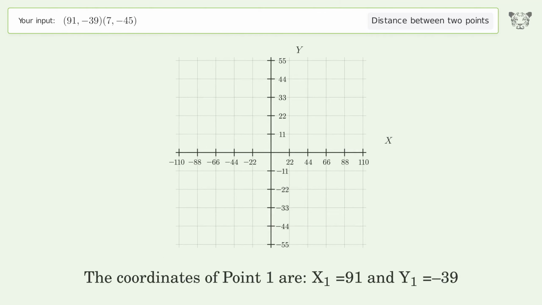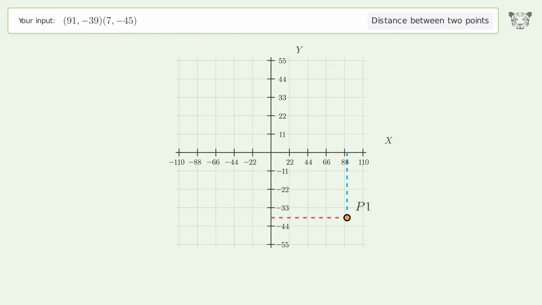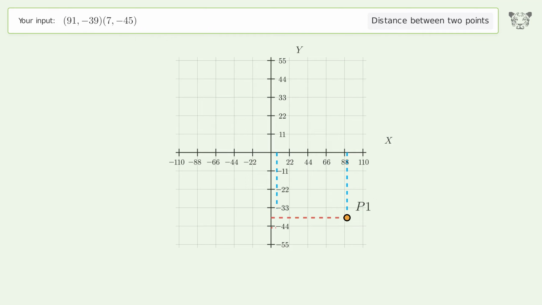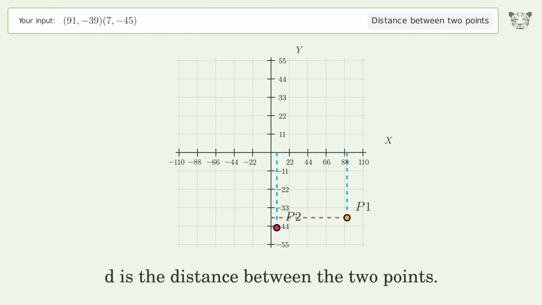The coordinates of point 1 are x1 equals 91 and y1 equals negative 39. The coordinates of point 2 are x2 equals 7 and y2 equals negative 45. D is the distance between the 2 points.